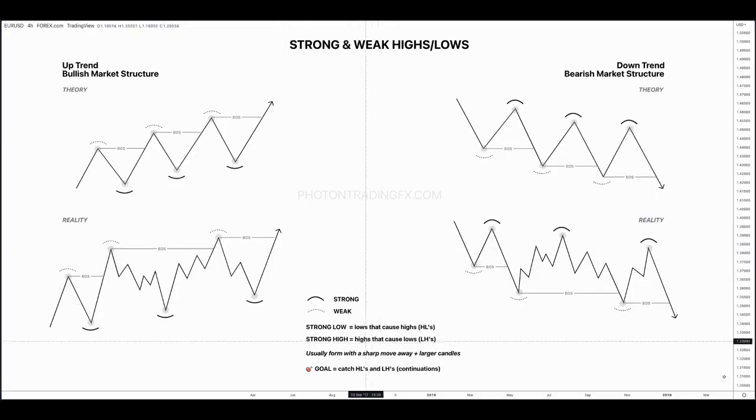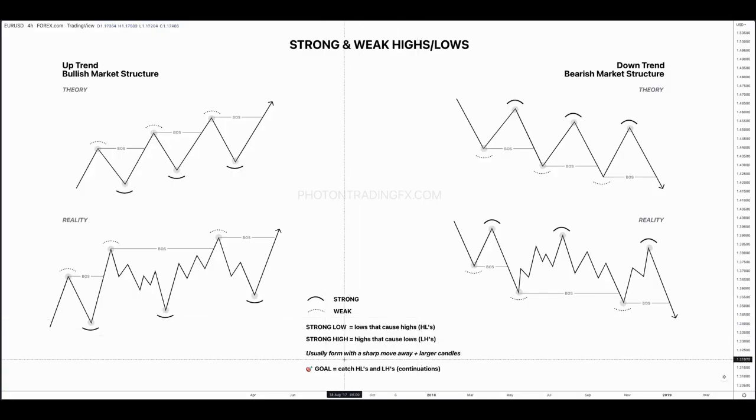And a strong high is the opposite. A strong high is a high that causes a low. So again, if you want to keep it nice and simple in your head, strong structure is highs or lows that break structure. It needs to have broken structure for it to be strong structure. And if it hasn't broken anything, then it's weak, because it failed to break structure.